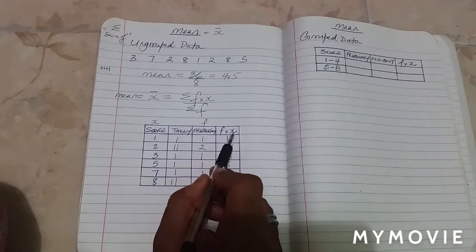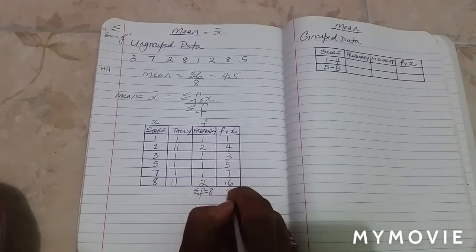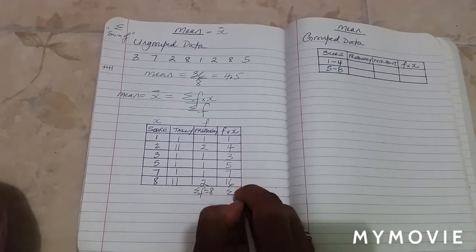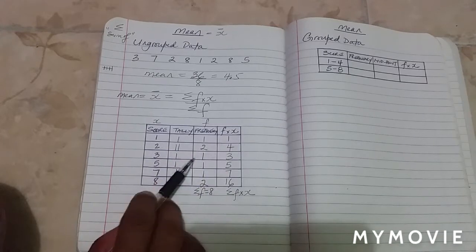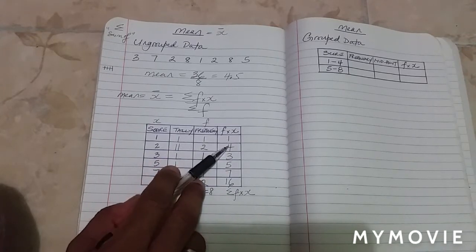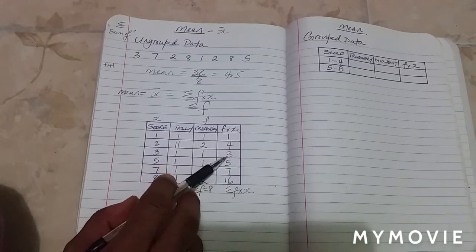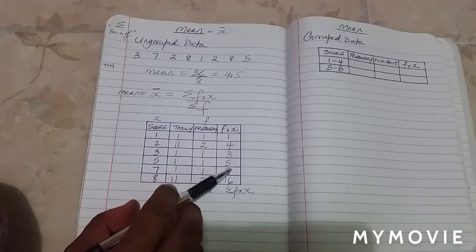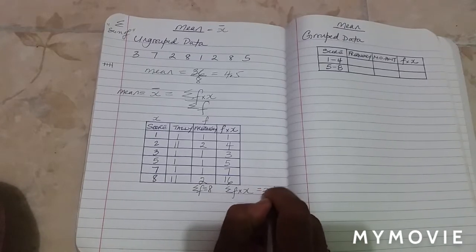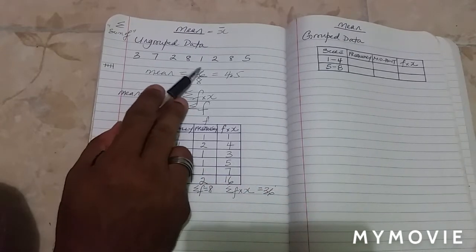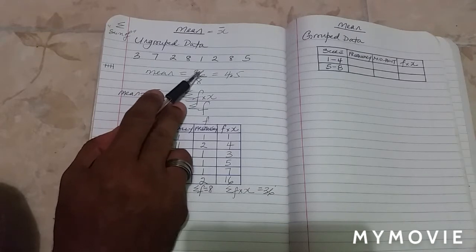Now, this is f times x. What I want is the sum of f times x, which means I'm adding up all these values here, which is f times x. So, 1 and 4 is 5. 5 and 3 is 8. 8 and 5 is 13. And 7, 20, and 16. That's 36. And I'm sure you're seeing 36 right there.